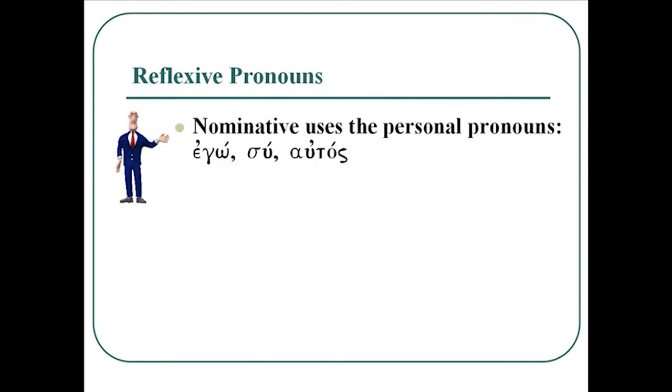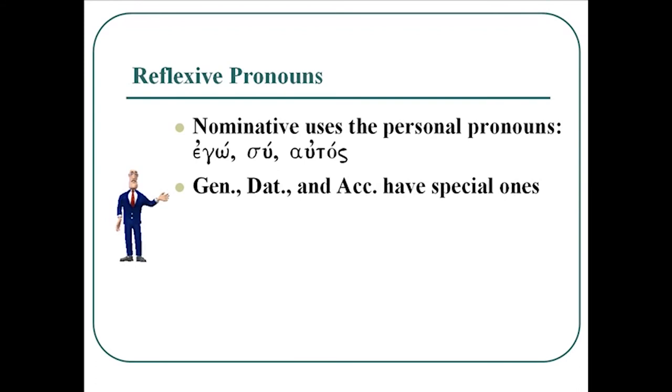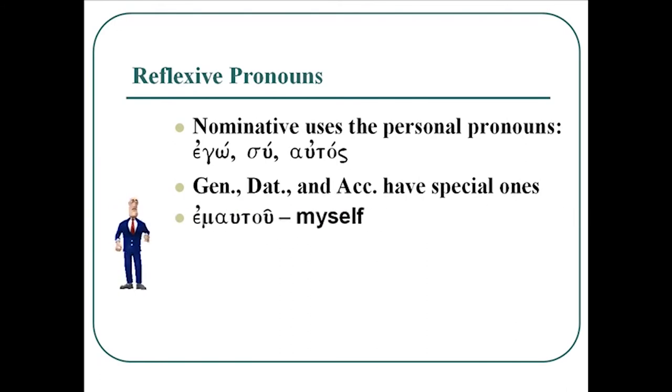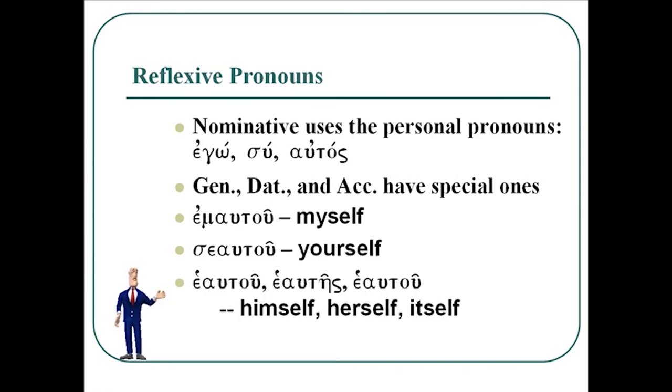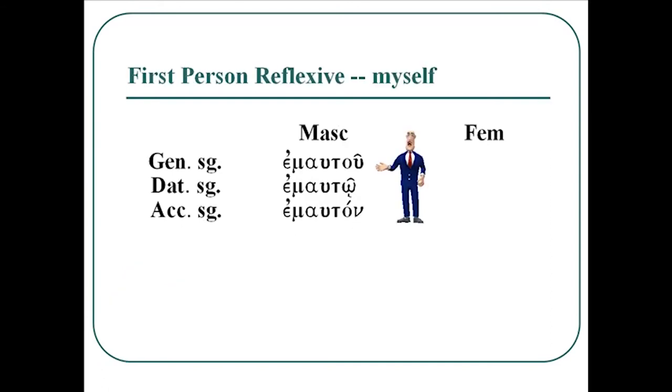Now for the reflexive pronouns. The nominative reflexive pronouns use our personal pronouns ego, su, autos. But when you switch to a different case, the genitive, dative, accusative, then there are special pronouns that are called the reflexive pronouns. So we have am auto, myself, se auto, yourself, and he auto, he autes, he auto, for himself, herself, or itself. Am auto, am auto, am autan.